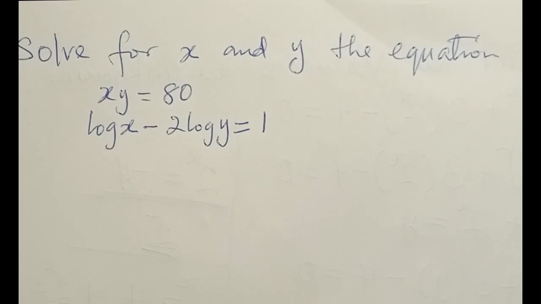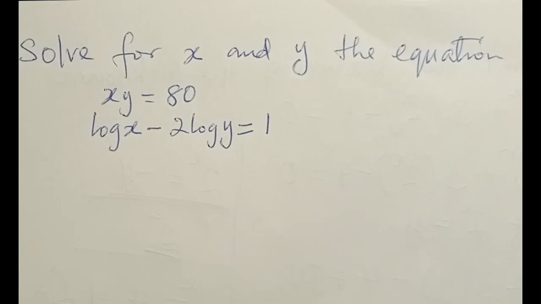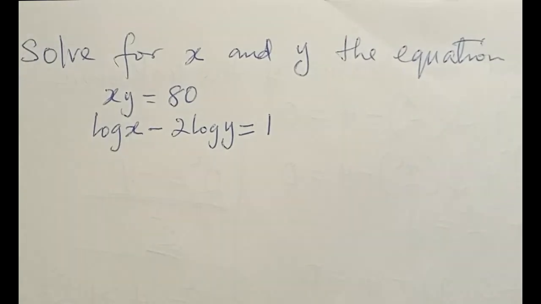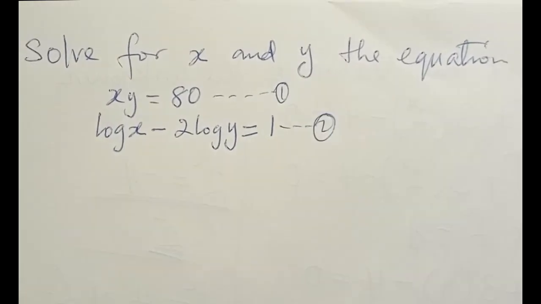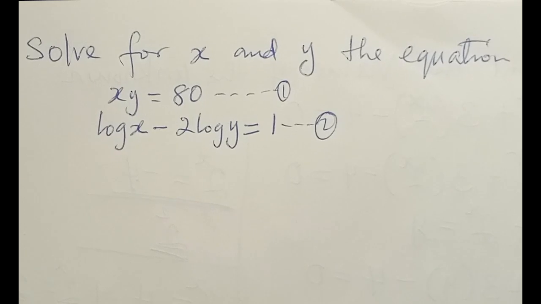Looking at this expression, they want us to solve for the values or value of x and y. You can see that these are two simultaneous equations, and of course, they want us to solve for the value of x and y. We have log in this particular expression. Let this be equation 1, and let this be equation 2 so that we can easily express this.